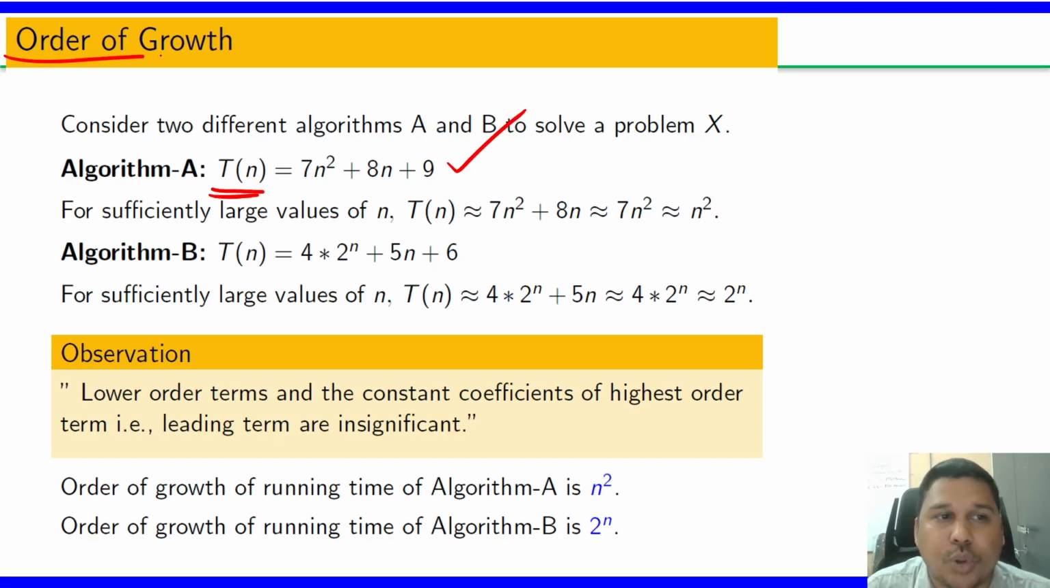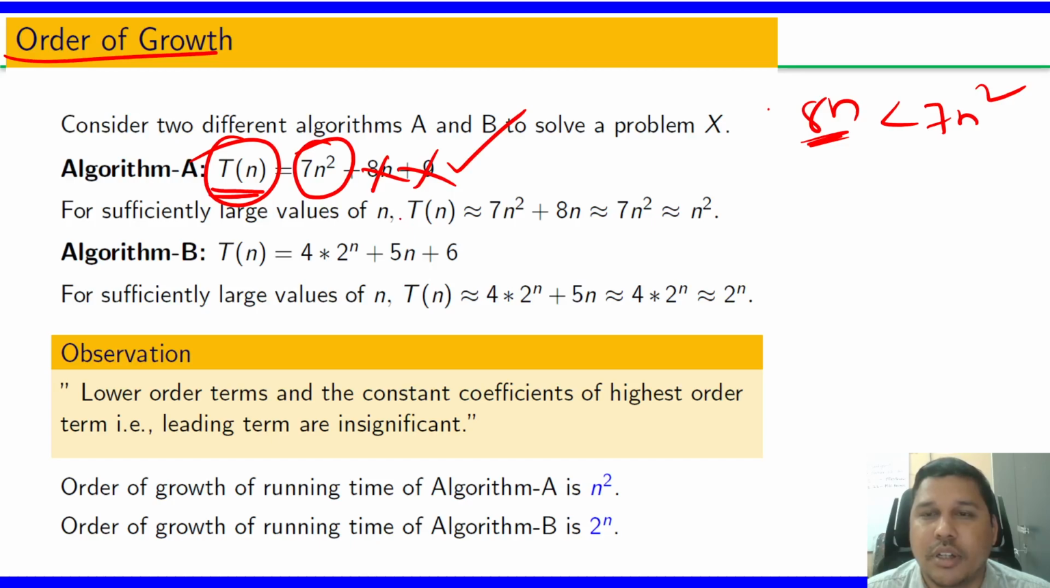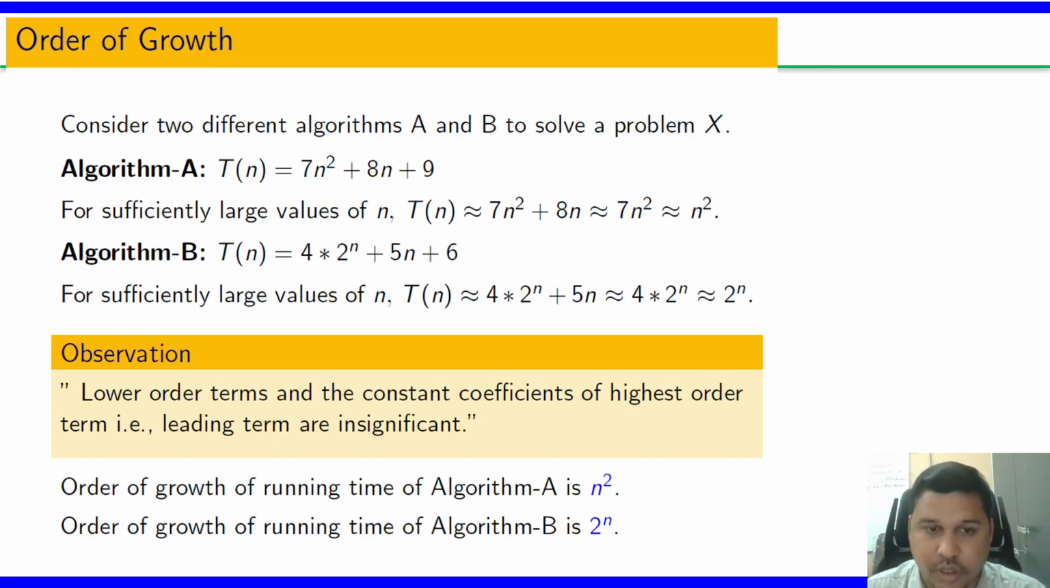To find out the order of growth of a running time equation T of n, how to do it? Find out the higher order term. This is the higher order term, because we already know that 8n is lesser than 7n square. You put any value and see, this will always be lesser. So we are removing the lower order terms. You are left with the higher order term 7n square. After that, ignore the coefficients of the higher order term. Then you get the order of growth, right?